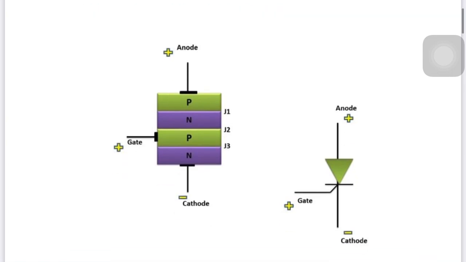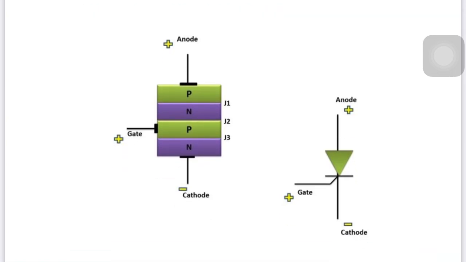So, you can see the basic symbolic representation of SCR and some configuration. It is a PNPN four layer, three junction, three terminal device, or it can be called a three-diode arrangement connected back to back with a gate connection, or a two complementary transistor connection. That is also true, and if you want a better understanding of SCR, then the two transistor model is the best example to understand the SCR.